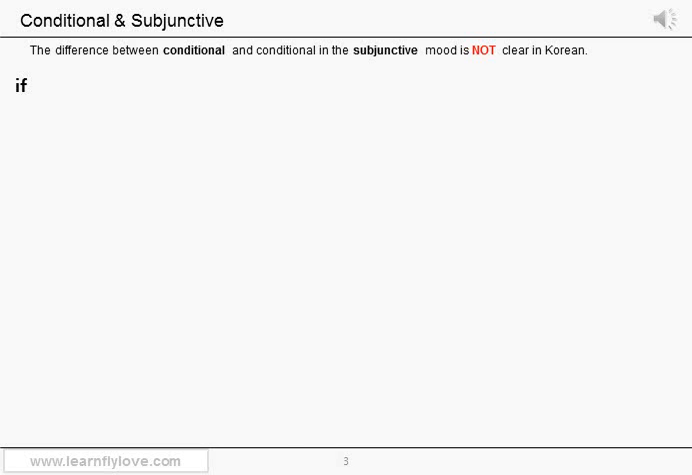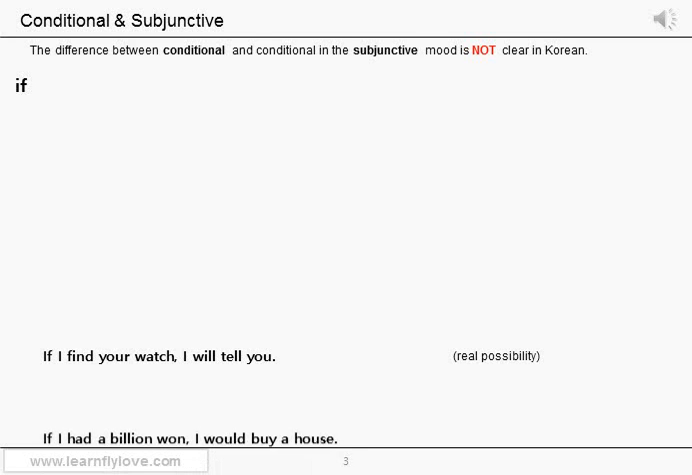Let's see the English example first to understand what we are talking about. If I find your watch, I will tell you. You can talk like this in English when you feel there's a real possibility that you will find the watch, right?